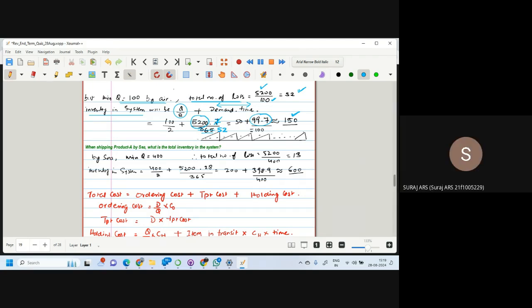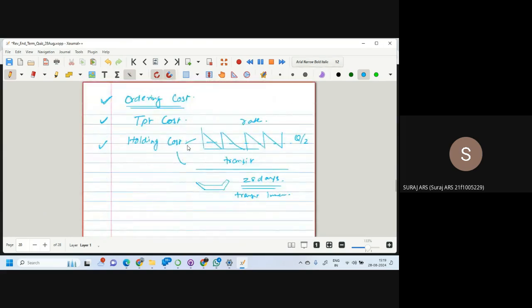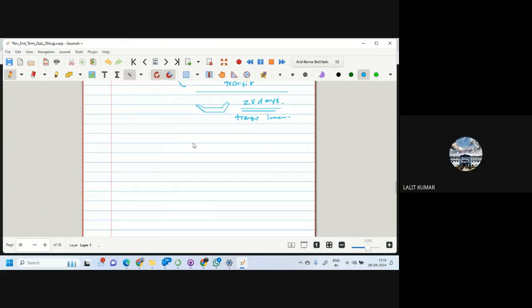But here my doubt is, Q by 2 in inventory is fine, it's filling and going up. But this is in transit, right? In transit also, will it be applied the same? Yes. See, in transit, what is happening? Your total demand is how much? 5,200. And this demand, whatever you are ordering, will be in transit for how much? 7 days.